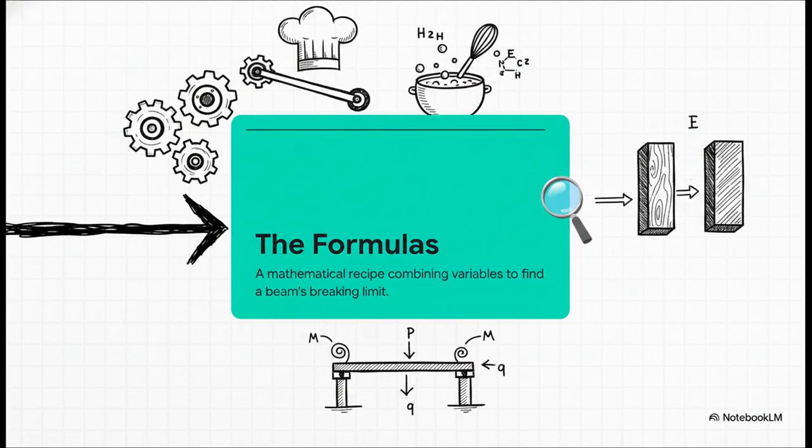L is simply the length of the beam. P and Q are those loads we talked about earlier, how much weight is actively pushing down. M is the bending moment, representing the twisting force. And variables like E and I simply represent the stiffness of whatever material you happen to be using, like steel versus wood. Like I said, it's just a recipe for structural integrity.